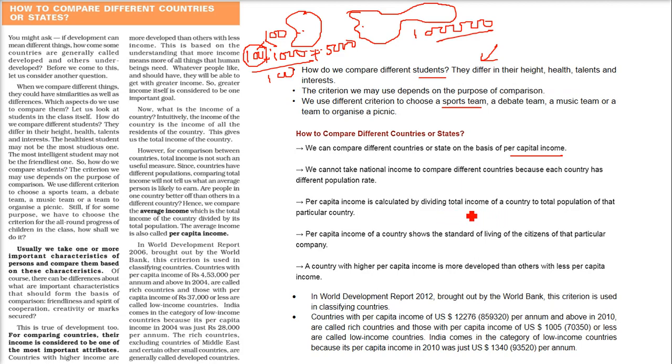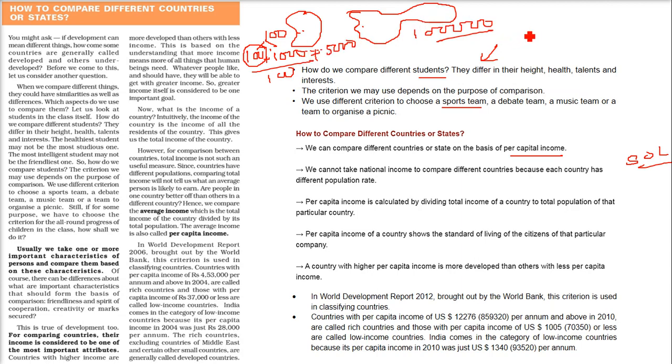And this is computed by dividing the total income of a country by the total population of that particular country. This is how we do it. Now this per capita income of the country shows the standard of living of the citizens of that country. Why? Because if some country is small, has less population and has high per capita income, that means this country has a better standard of living.